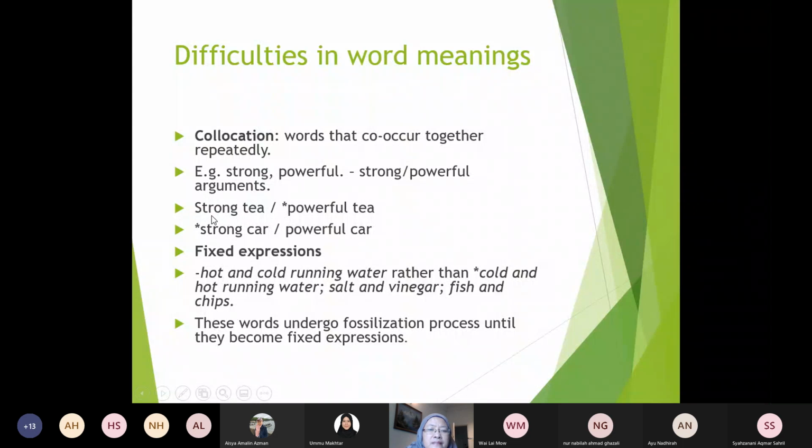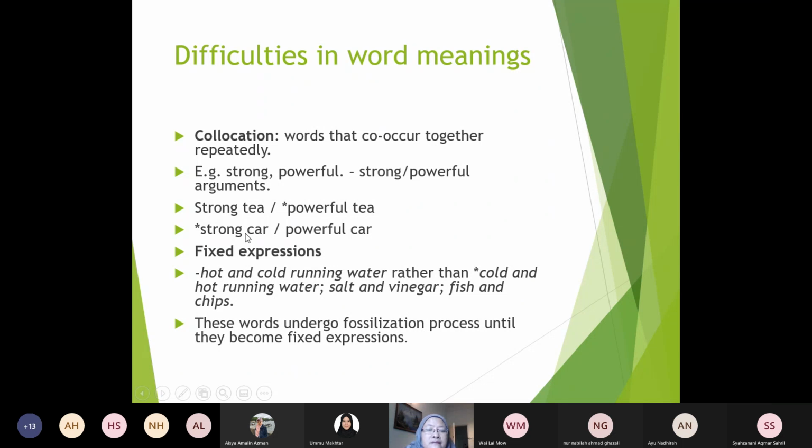But you notice that in some cases it cannot. For example, you can say this is a strong tea. Strong tea means very thick tea. But you cannot say a powerful tea with the meaning of thickness, like the thick tea for people who are constipated. So you cannot have the same meaning with powerful tea. And then you cannot have a strong car, but you can have a powerful car.